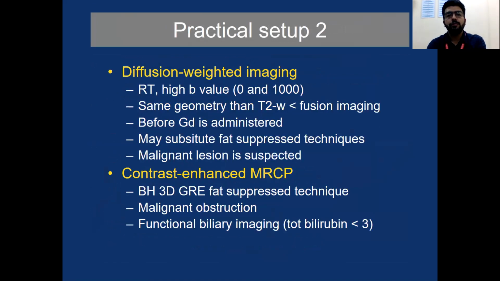In practical setup 2, diffusion weighted imaging was done. RT high B value, same geometry as T2 weighted. Before gadolinium is administered, may substitute fat suppressed techniques, and if malignant lesion is suspected, contrast enhanced MRCP, breath-hold 3D GRE fat suppressed technique, malignant obstruction, functional biliary imaging.